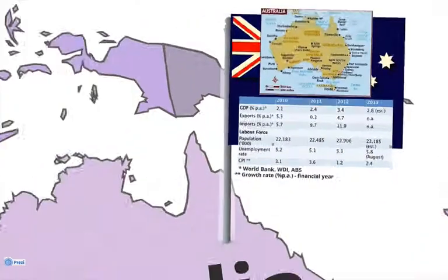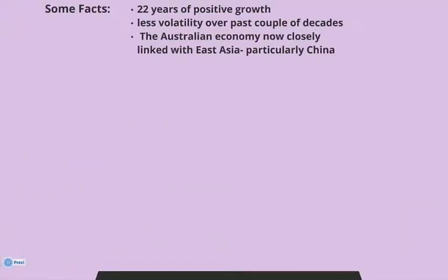Looking at Australia's long-term growth performance, we can note several things. Certainly there's been 22 years of positive growth since the last recession, quite a remarkable feat by global standards, but also we observe in recent times much less volatility. This is in part due to a shift in the 1980s to a flexible exchange rate regime, more independence for the Reserve Bank in terms of its conduct of monetary policy, and more flexible labour markets.